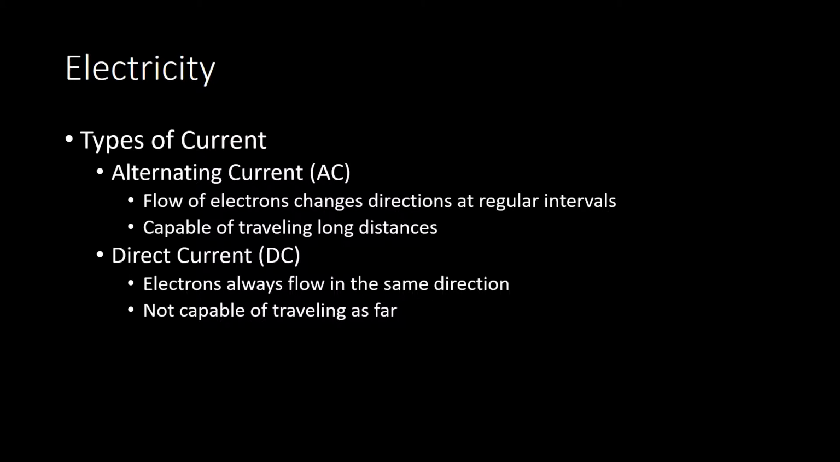Alternating current is stronger, it can travel farther distances, it's what goes through our power lines, it's why you don't touch down power lines. Direct current is not as strong, it's not capable of traveling as far, but it is easier to use for things like portable devices and safer.